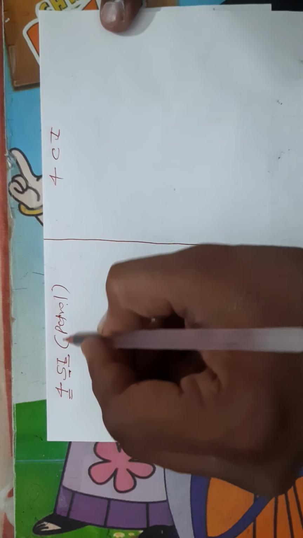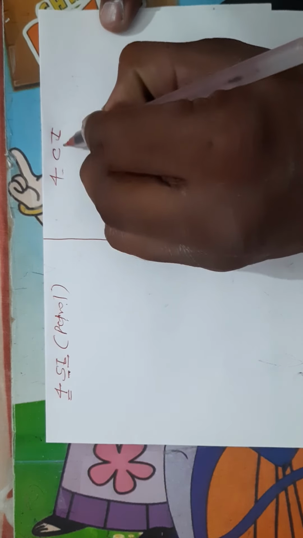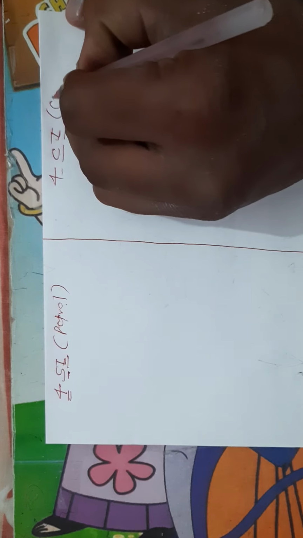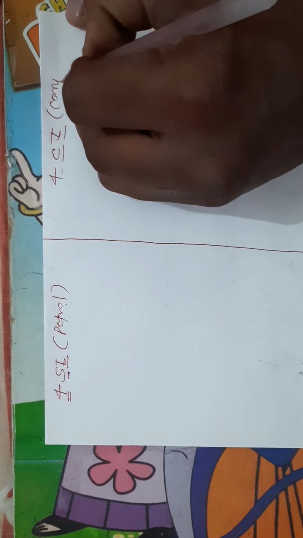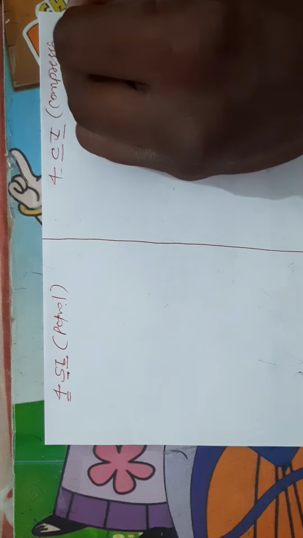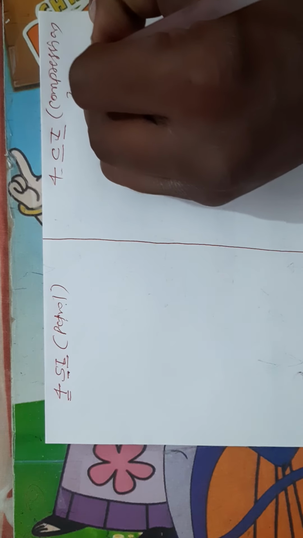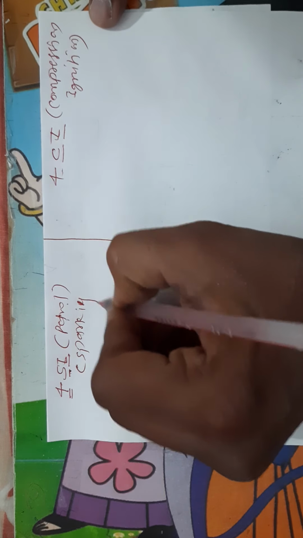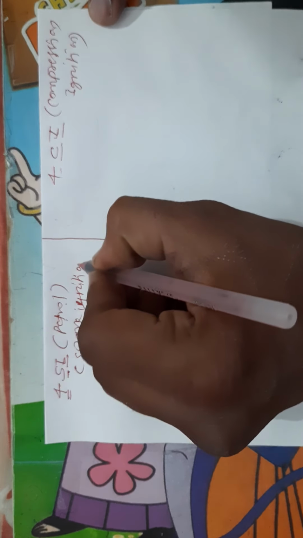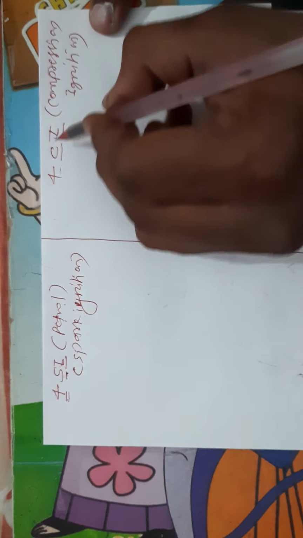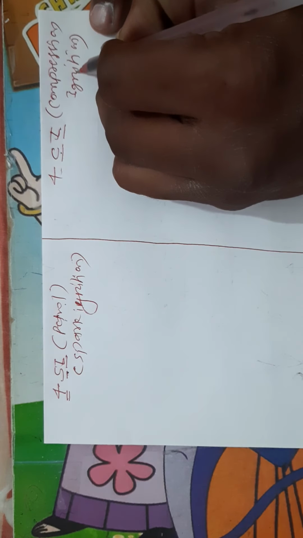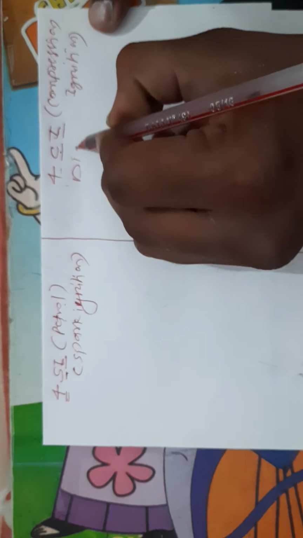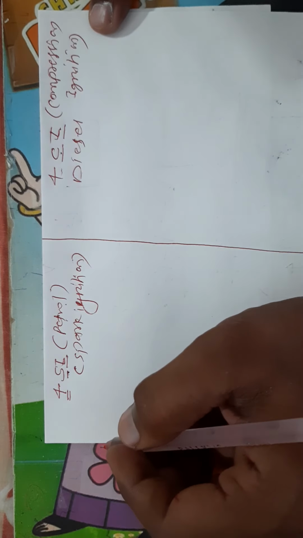And this is CI. C means compression, I means ignition. Compression ignition engine means diesel engine. You know very well, it's the diesel engine. Are you getting?